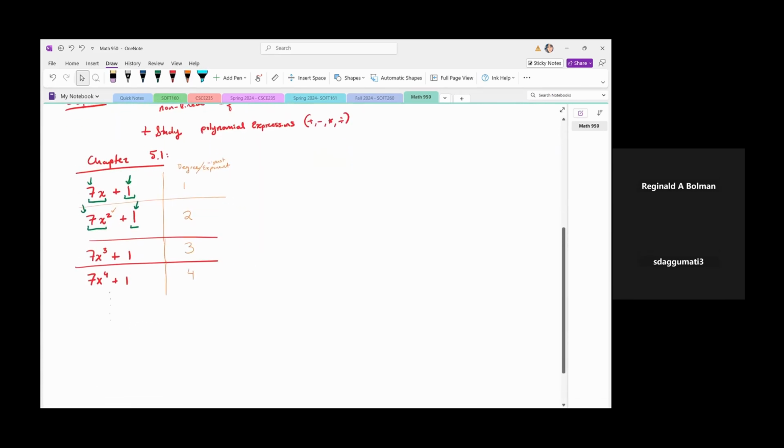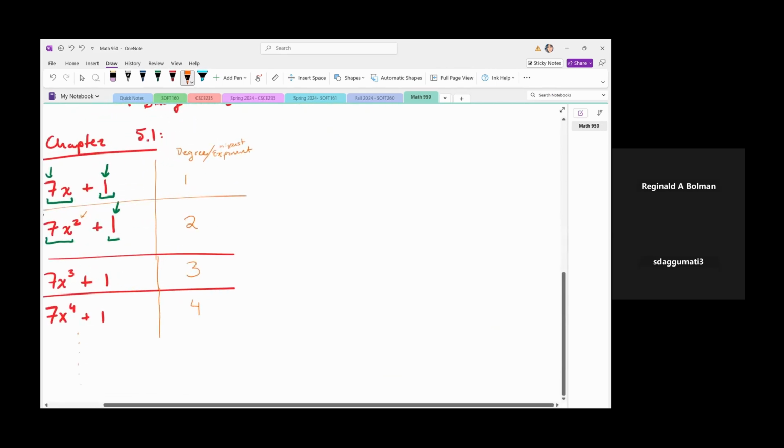So we'll just introduce this property of nonlinear equations called degree. So the definition: the degree of a polynomial or a nonlinear system is simply the highest exponent value of a polynomial expression. That is the degree of the expression.